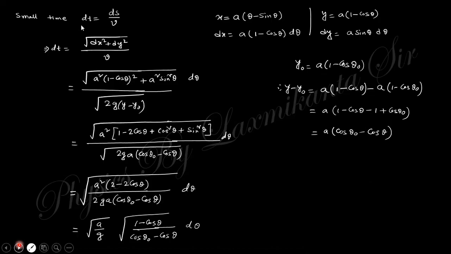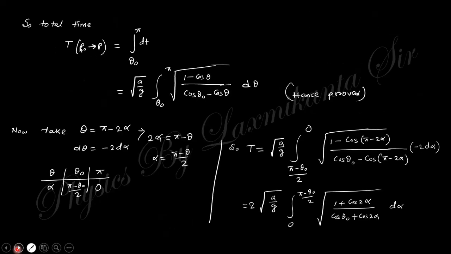You know time is distance by velocity, so ds is nothing but root under dx square plus dy square, and this is v. x is given here, so dx is like that, just the derivative, and dy is like that, so dx square plus dy square. And v is nothing but root under 2g times y minus y naught. The velocity is root under 2g times the difference, so y minus y naught is like that. Putting this value and calculating, you can go through it, no problem. Just put this value and calculate the integration from theta naught to pi, you will get this one.